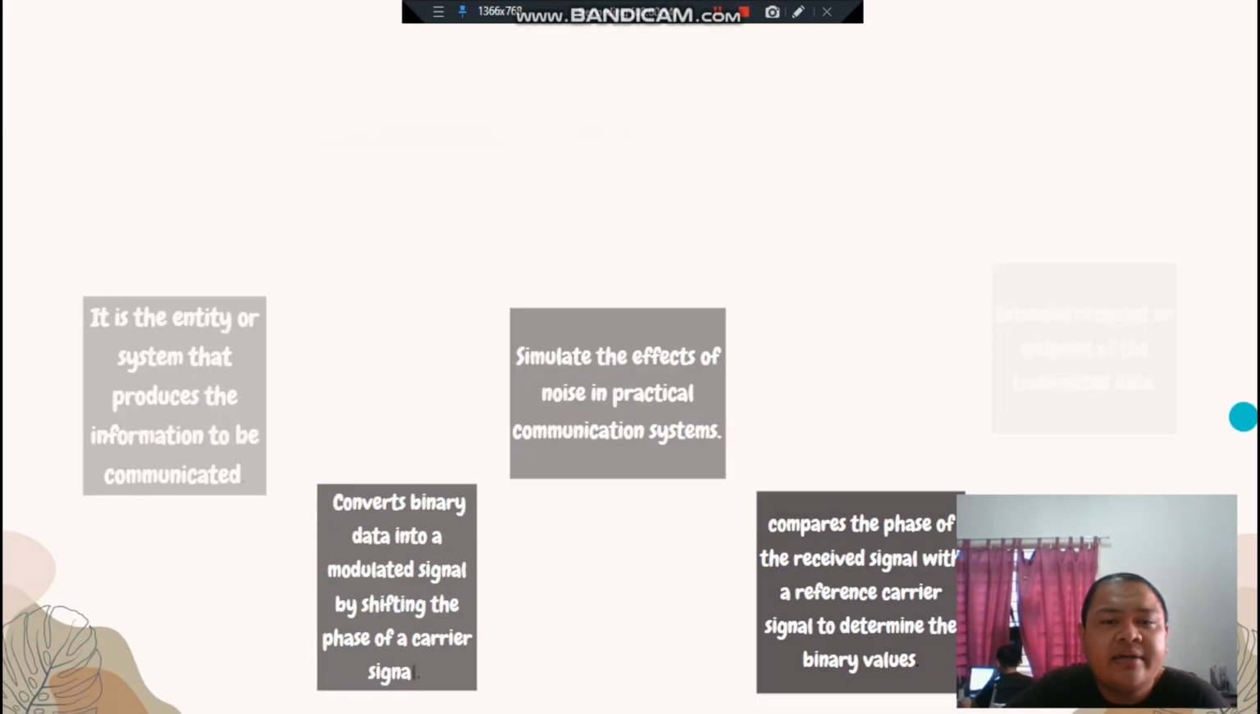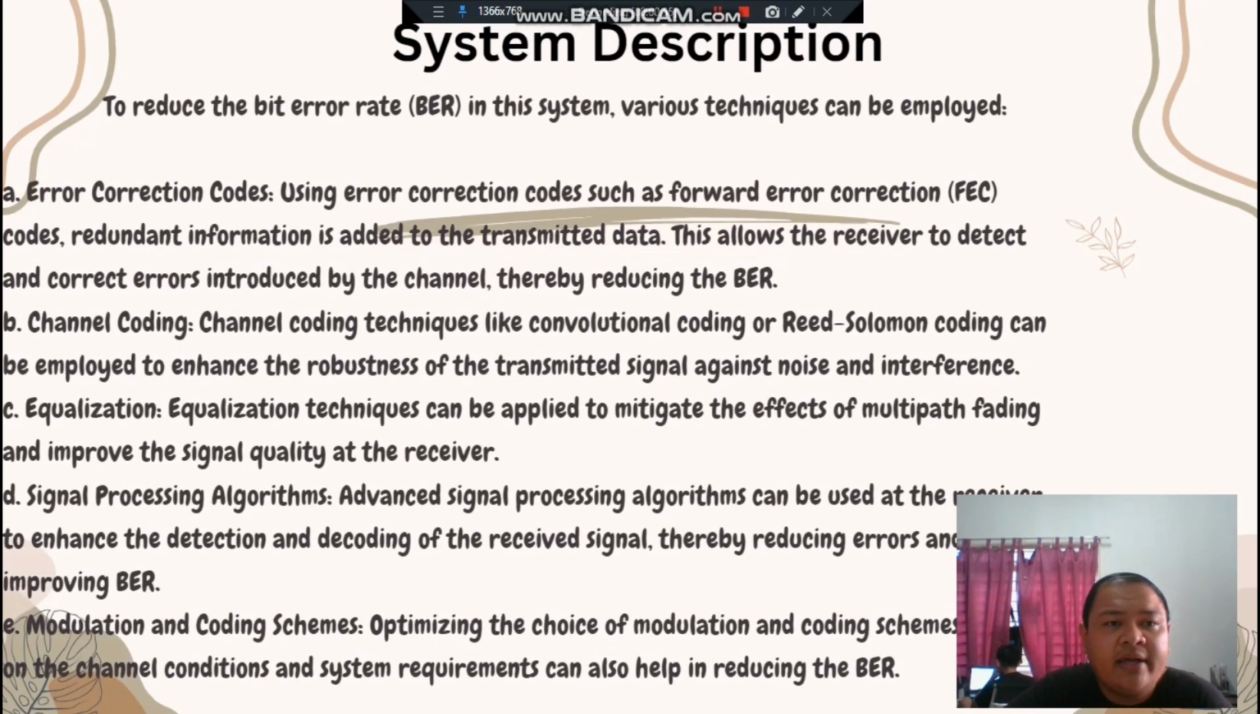Okay, next is the system description. To reduce the bit error rate (BER) in the system, various techniques can be employed. First one is A, error correction codes. Using error correction codes such as forward error correction (FEC), redundant information is added to the transmitted data. This allows the receiver to detect and correct errors introduced by the channel, thereby reducing the BER. Second is channel coding. Channel coding techniques like convolutional coding or Reed-Solomon coding can be employed to enhance the robustness of the transmitted signal against noise and interference.